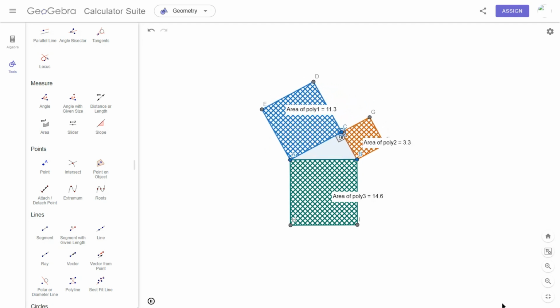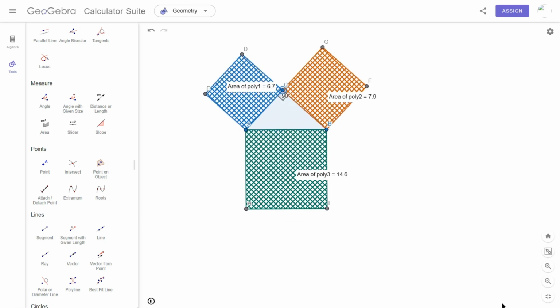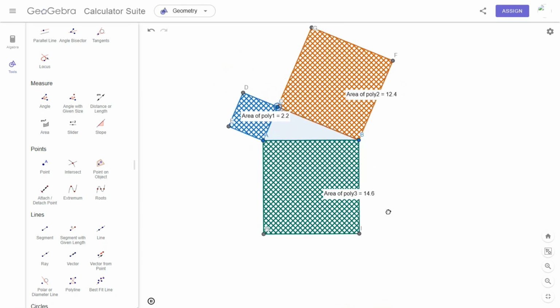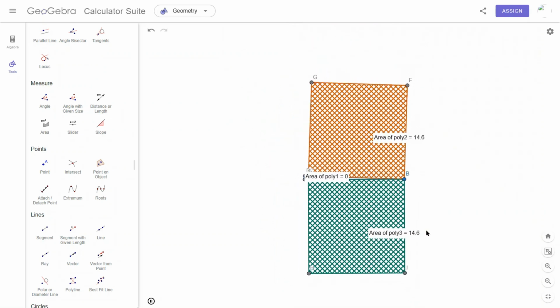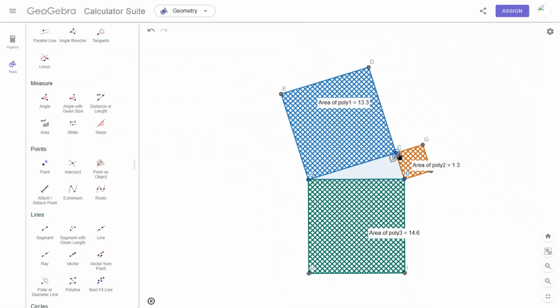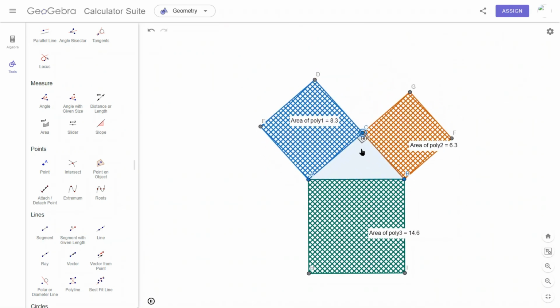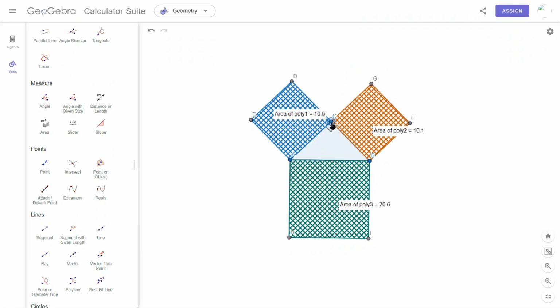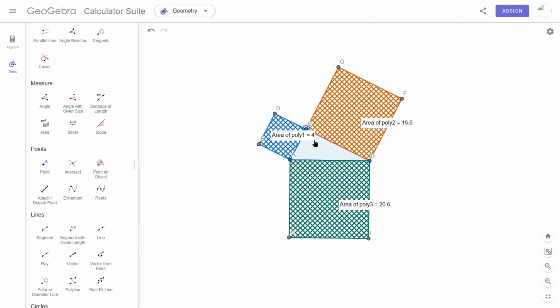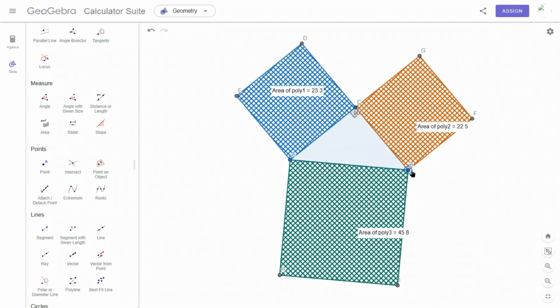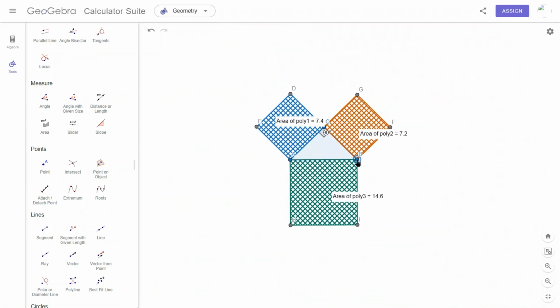Let us visualize the famous Pythagoras theorem using GeoGebra. GeoGebra clearly shows that the combined area of the two smaller squares is exactly equal to the area of the square on the hypotenuse. In this demonstration, students can construct a right triangle, draw squares on each of its sides, and observe how the areas change dynamically.